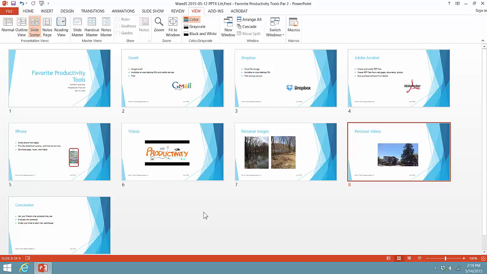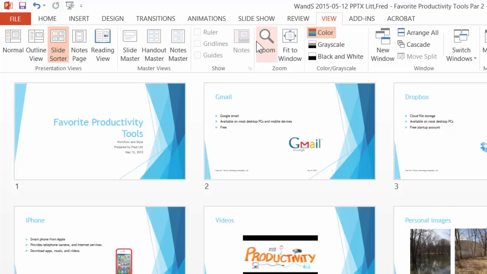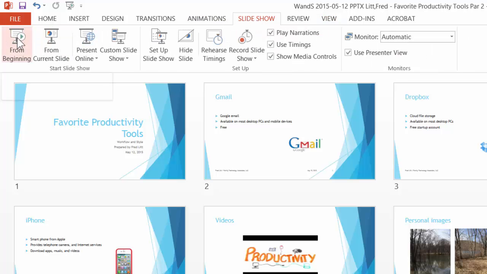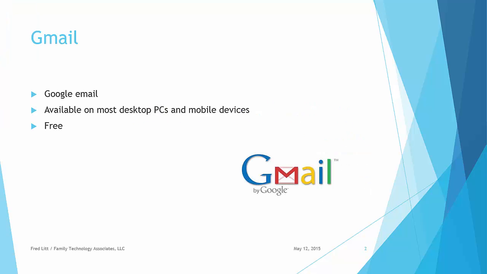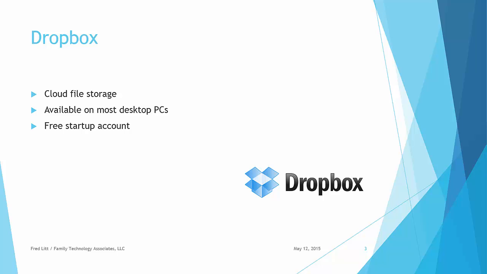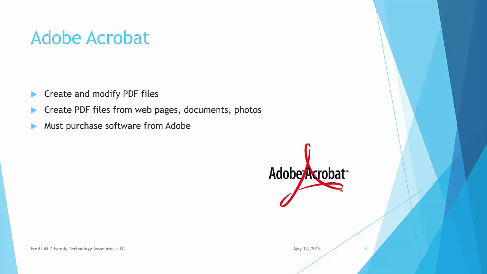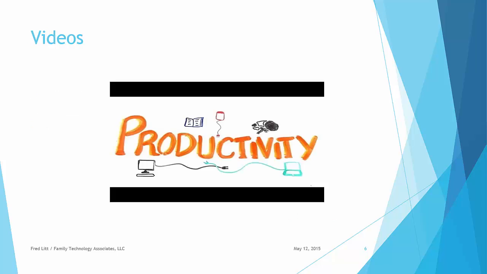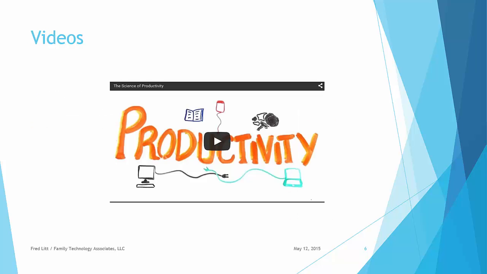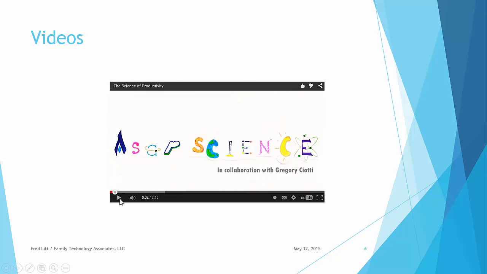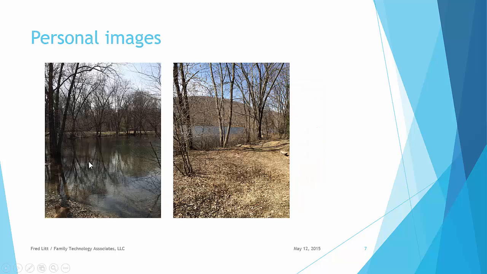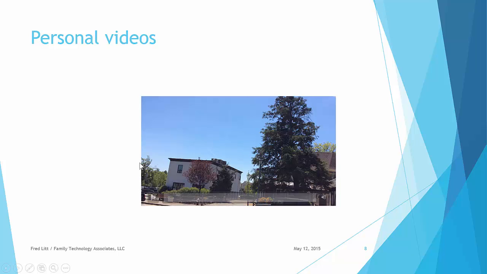Now let's take a complete look at the slideshow that we've created. So I'm going to go to Slideshow, From Beginning. Here's my first slide. I'm just going to hit the page down key. Gmail, Dropbox, Acrobat, iPhone. Here's a video from YouTube. Let me play it. That works. Page down again. Oops, let me click away. And now I have my personal images. I have a personal video. Let me click on this.